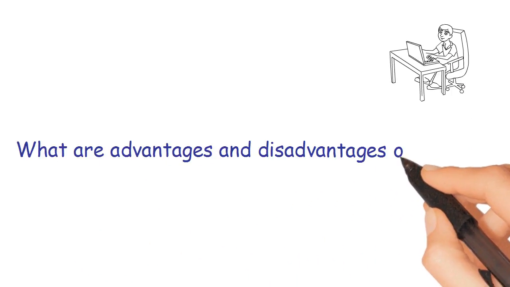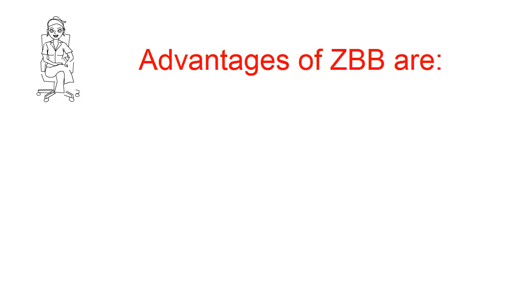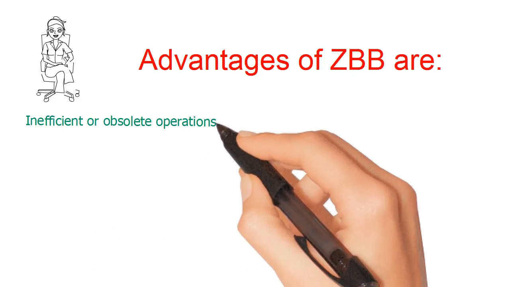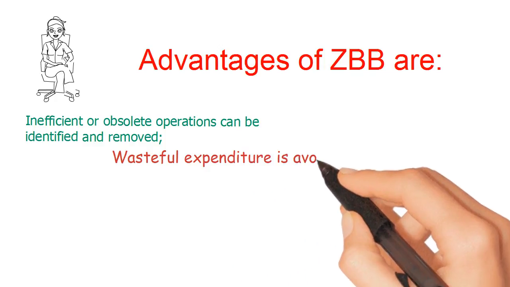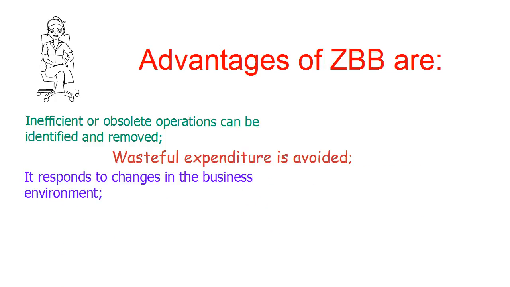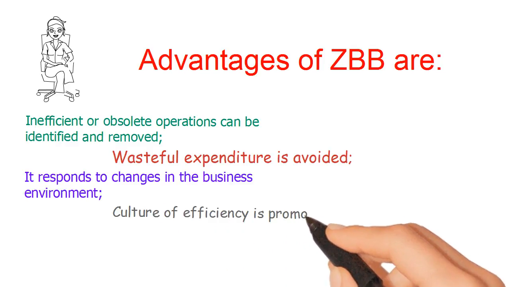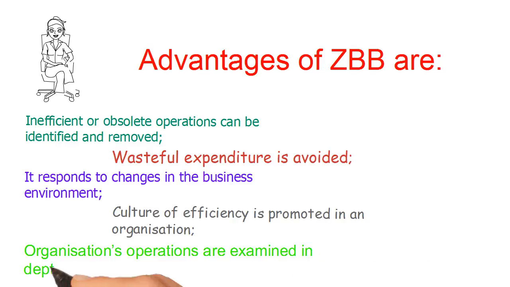What are advantages and disadvantages of ZBB? Advantages of ZBB are: inefficient or obsolete operations can be identified and removed. Wasteful expenditure is avoided. It responds to changes in the business environment. Culture of efficiency is promoted in an organization. Organization's operations are examined in depth.